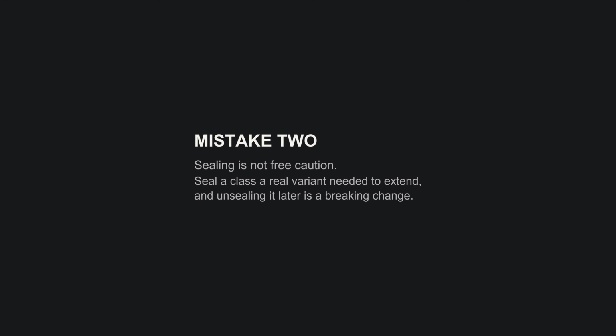Second mistake. The judgment call rather than the syntax one. Sealing is not free caution. Seal a class a legitimate future variant genuinely needed to extend, and the fix is a breaking change to unseal it later, not a quiet edit. If you are not sure yet whether something should ever be extended, that uncertainty is itself the answer. Leave it unsealed until a real second case argues for locking it.